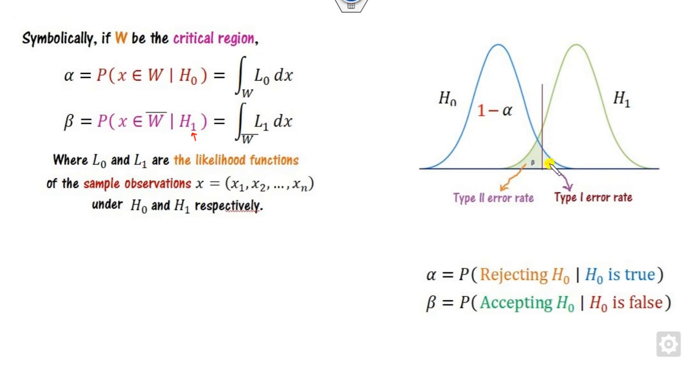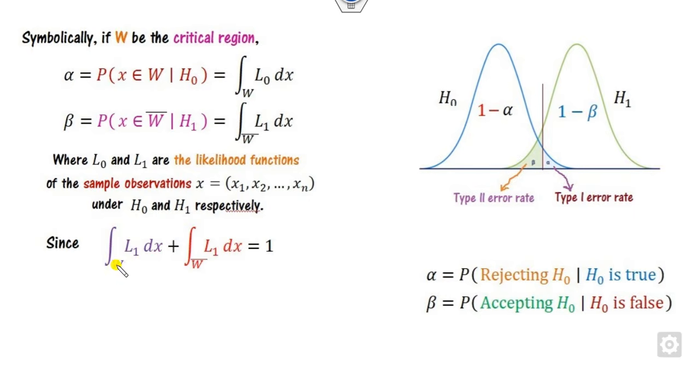Again this value is alpha, this one is 1 minus beta. Also we know that the critical region and the non-critical region together have a total area of 1.